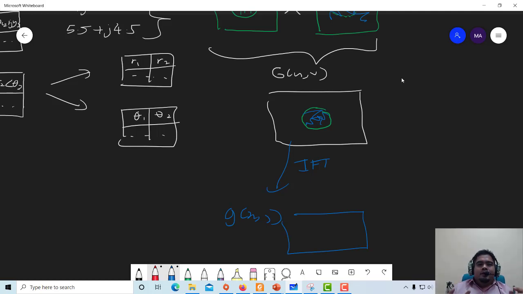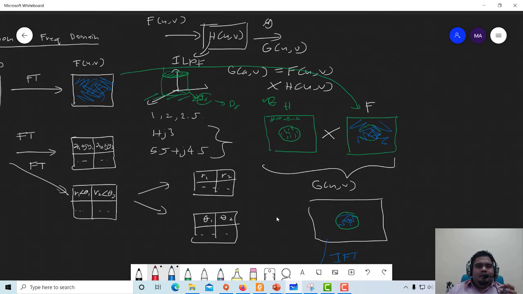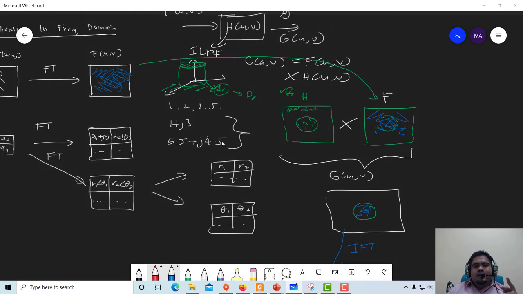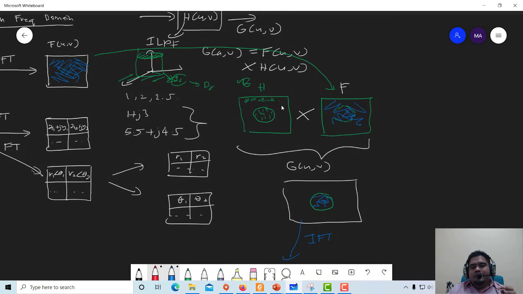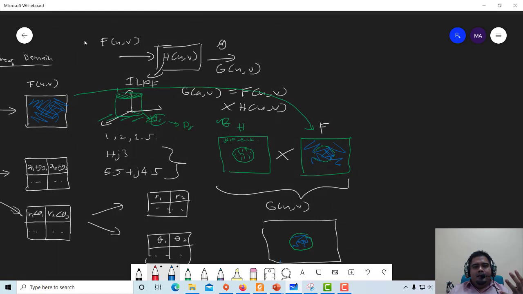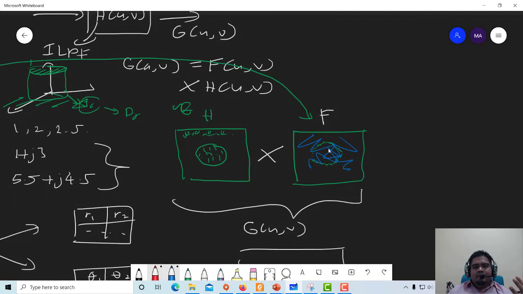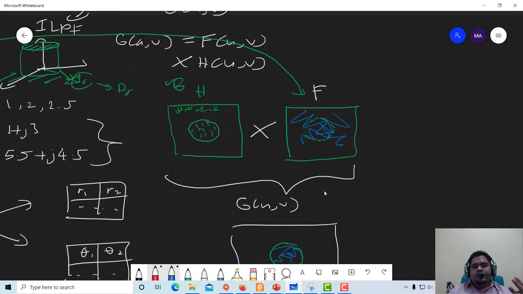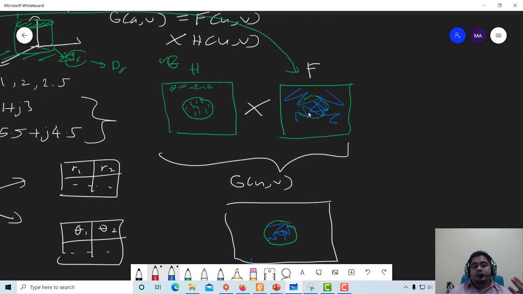But what I want to highlight here is that when we talk about multiplication, this is what happens. It's a typical multiplication between matrices. That's why, if the filter is ideal like this, anything multiplied with 0 becomes 0, but anything inside here is multiplied with 1, so in the end you retain the same information as what we have in our F here. So it's a typical multiplication operation.